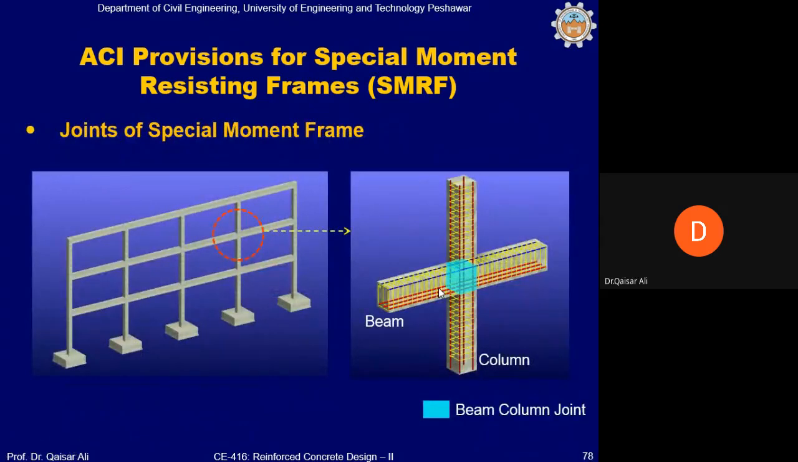Connection, joints of special momentum frame. Okay, we have been using the word joints and columns very frequently. However, these two are different. Joint is a common location of the beam in column, which is denoted from this light blue color. Okay, this is the joint part. The connection part, however, extends into the beams and columns.